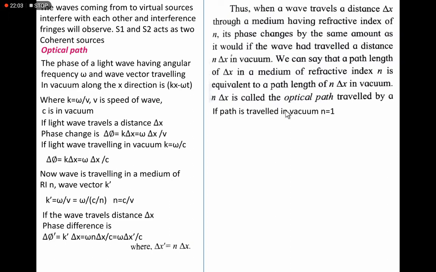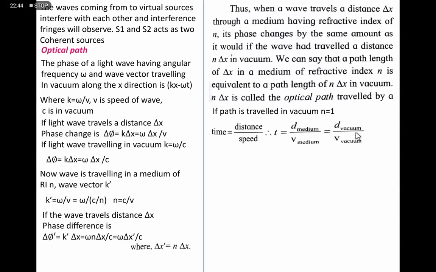If n is equal to 1, then the distance is the same as in vacuum. We already studied the common formula: time is equal to distance by speed. Then t is equal to the distance in the medium divided by the speed or velocity of the wave in that medium.